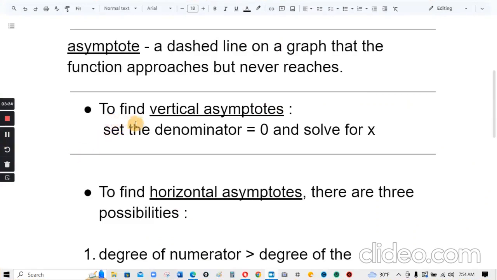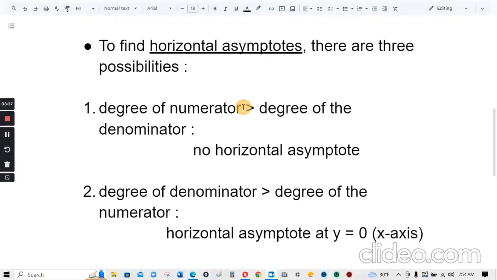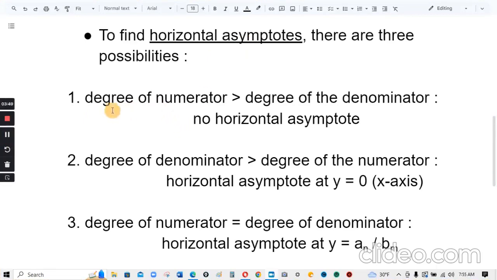Anyhow, like we just said, to find the vertical asymptotes, you set the denominator equal to 0 and solve for x. So that's basically what we just did in the example. And now for the horizontal asymptotes, there are 3 possibilities. In the first case, the degree of the numerator is greater than the degree of the denominator. That's basically the exponent on the variable. And in that case, there is no horizontal asymptote.